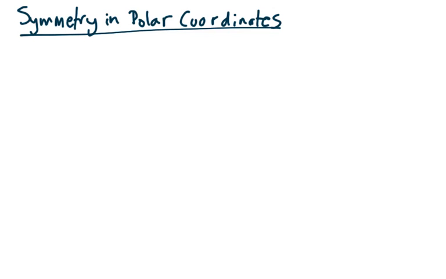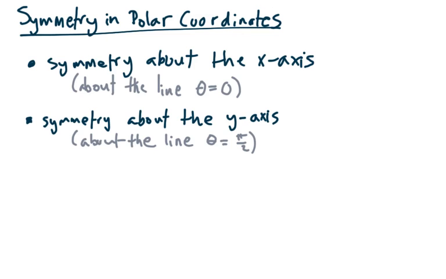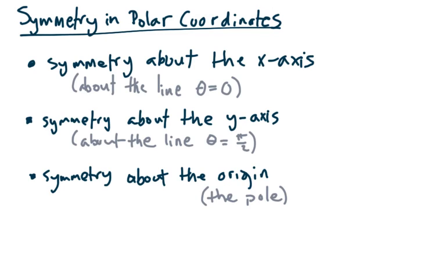Howdy ho, neighborinex. This time we're going to talk about symmetry in polar coordinates. Specifically, we want to talk about the reflection symmetries: symmetry about the x-axis, or in polar coordinates, about the line theta equals 0, or, if you're feeling like it, theta equals pi, same line. Symmetry about the y-axis, or as it's known in polar coordinates, theta equals pi over 2, or theta equals 3 pi over 2. And symmetry about the origin, now in polar coordinates known as the pole.